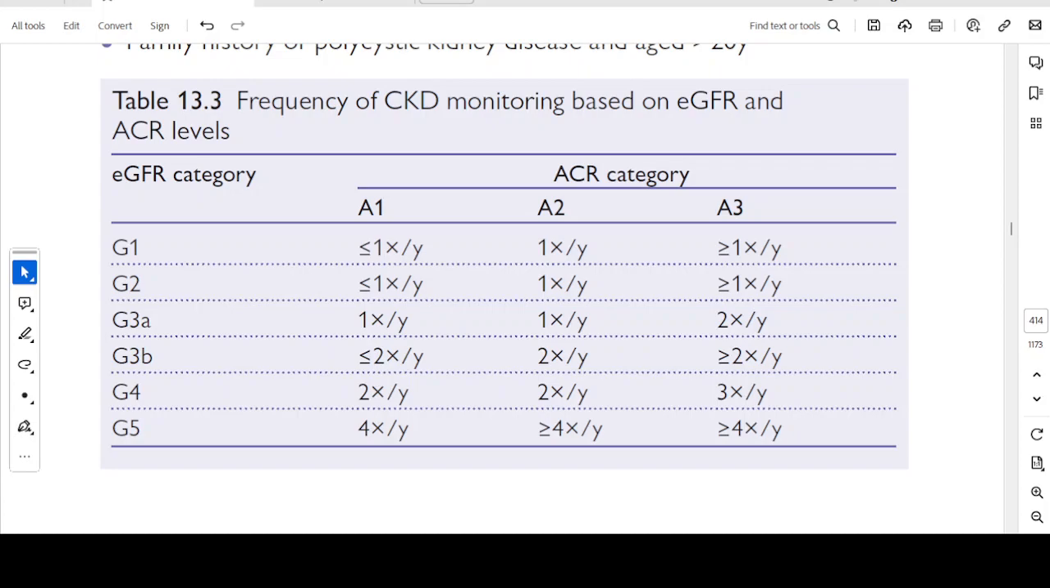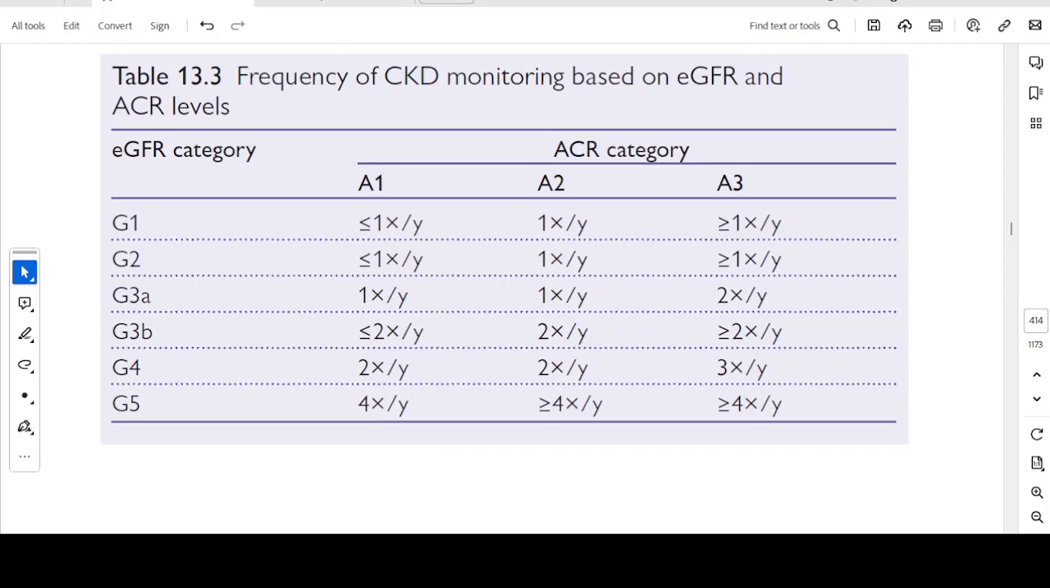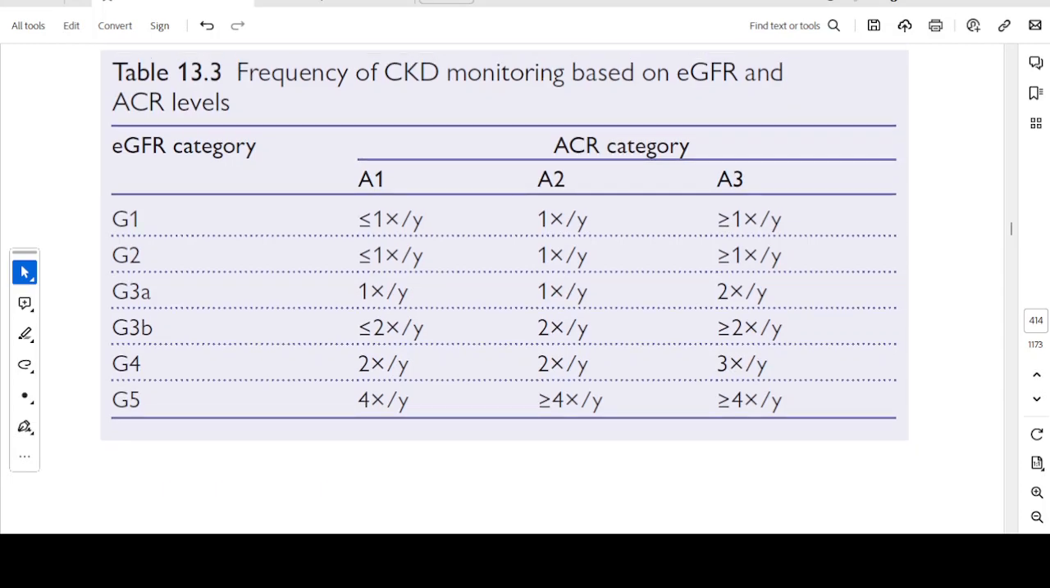So all the categories up to G3A and A2, it is one time in a year. Category G1 and G2, it is less than one time in a year. Category G1 and G2 A1 and G1 G2 A3 is more than one time in a year. Whereas in G3A3 it is more than 2 times a year from G3A A3 onwards. So this is the frequency of monitoring based on eGFR and ACR level. So please go through this.